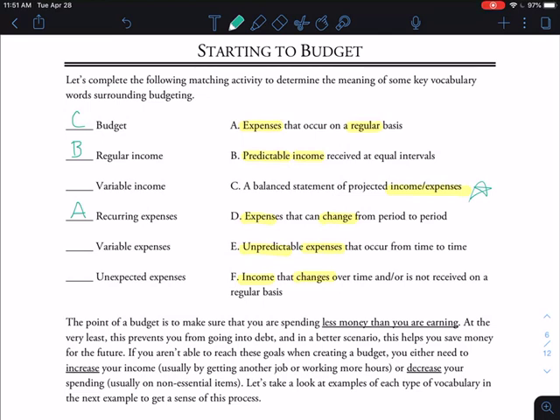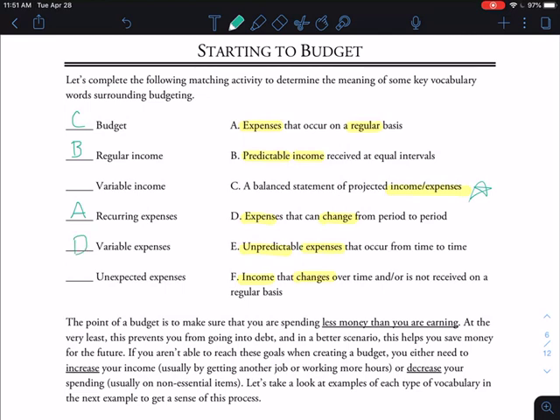All right, D, expenses that change from period to period. So we're looking for a statement about expenses and that change. Now, you might be looking here and seeing variable and unexpected. They kind of mean similar things. The key word here is that they change from period to period, meaning that they're always happening, but they're changing over time. They aren't unexpected because they happen all the time, right? They just might be a different value each time, so that makes it a variable expense.